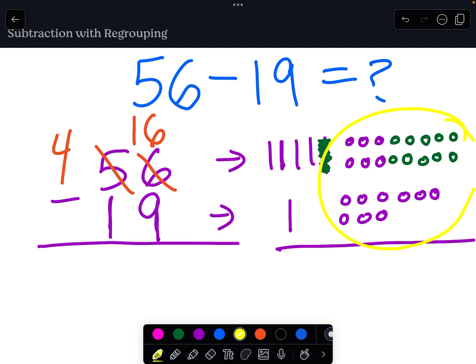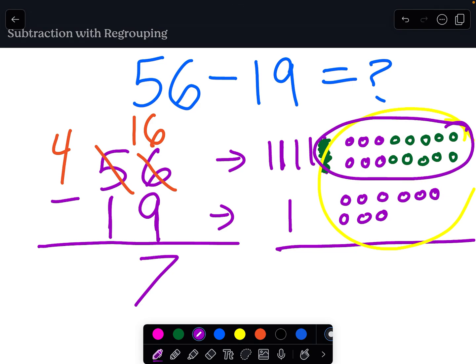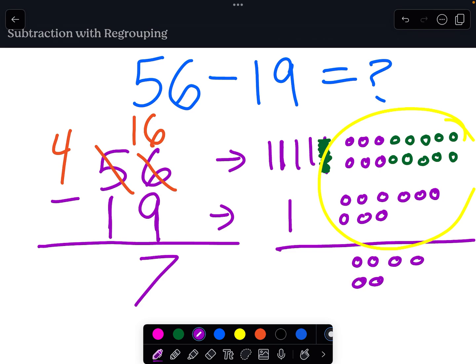Well, if you want a visual, you can look at it this way. You can say, okay, what's 16 minus 9? I happen to know that that is 7. So if I were to go 1, 2, 3, 4, 5, 6, 7, 8, 9, what am I left with? I'm left with 1, 2, 3, 4, 5, 6, 7. So that's one way of thinking about it visually. And so I am going to put a 7 in my ones place. 16 ones minus 9 ones equals 7 ones.